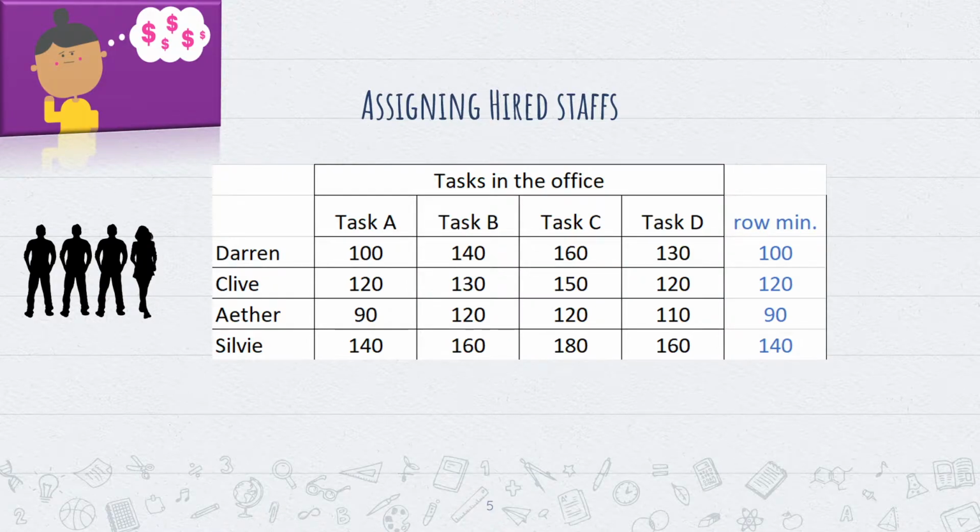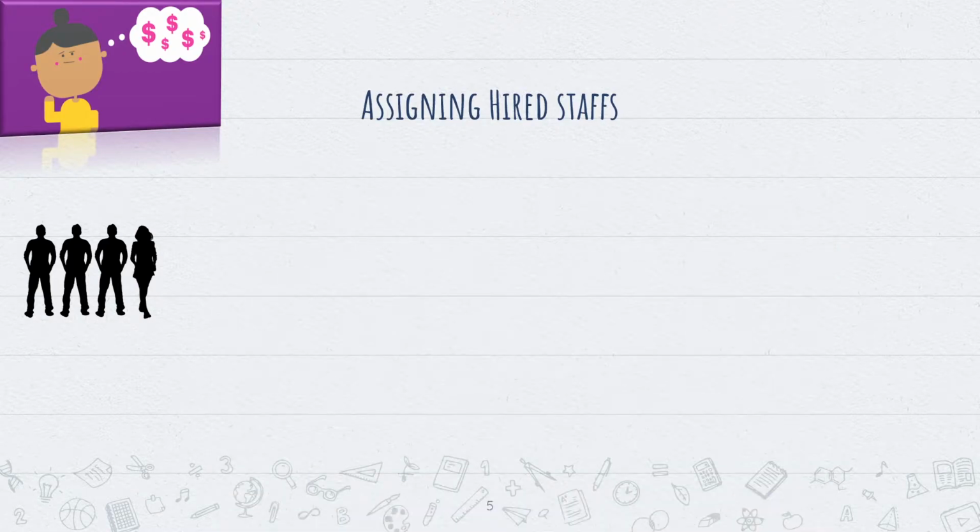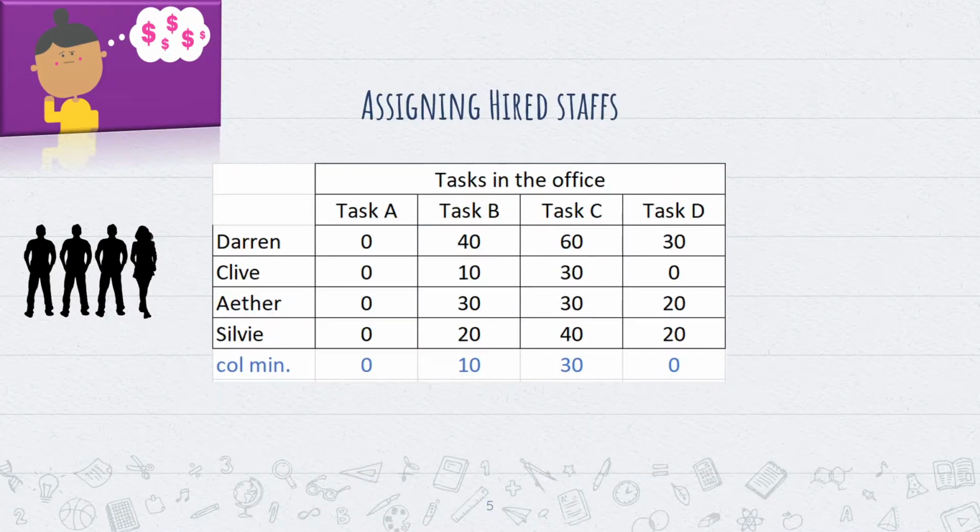First, you need to subtract the minimum value of entries in each respective row. As you can see here, the minimum values of the respective rows are 100, 120, 90, and 140. Next, we'll be subtracting the minimum value of the entries in each respective column. For here, the minimum value for each task in their respective columns is 0, 10, 30, and 0.